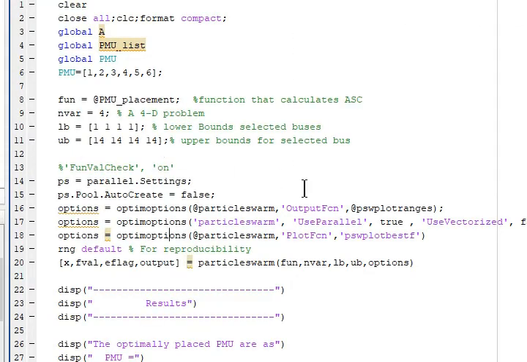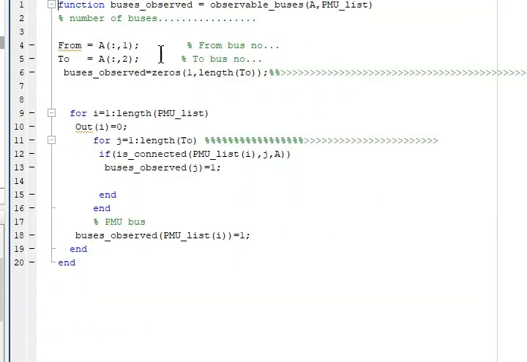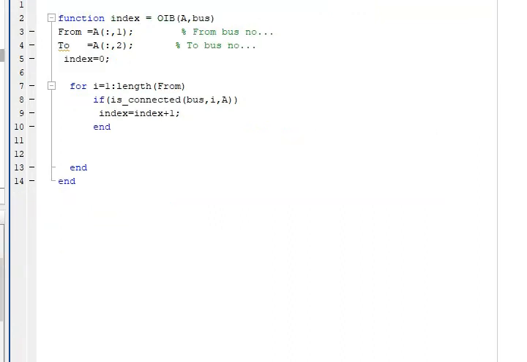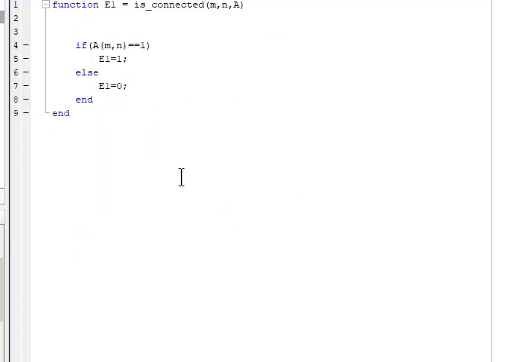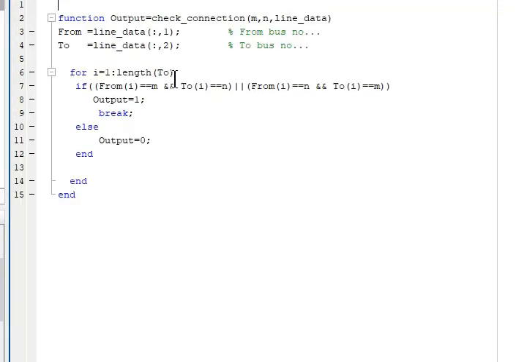So this is the simulation, and this is the particle swarm optimization considering the zero injection bus. This is the main file. There are some other functions, like defining the observability of the buses, which is the OIB function, and a function to find the radial buses. Similarly, this find function is to find the connectivity of two buses, whether they are connected or not. So this checks the connection of the two buses.